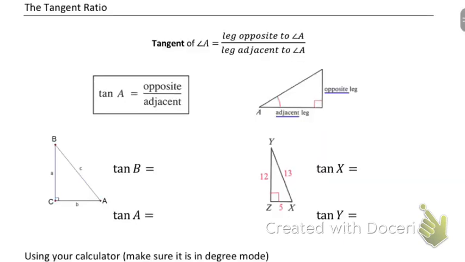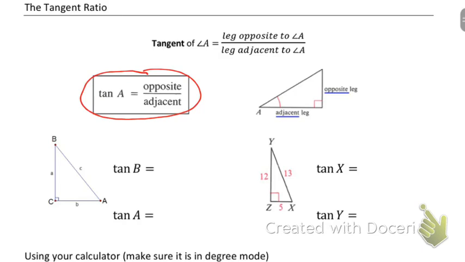All right, let's go through this. Our tangent ratio: the tangent of angle A. Remember, angle A would be some degree, maybe 30 degrees, maybe 40 degrees. The tangent of that degree is going to equal the leg opposite the angle I'm looking at over the leg adjacent. So it is opposite over adjacent. If we look here, this is a much better way to look at it. Tangent of A equals opposite over adjacent.